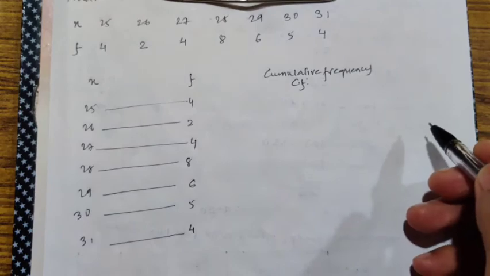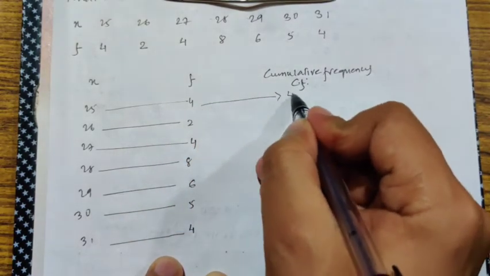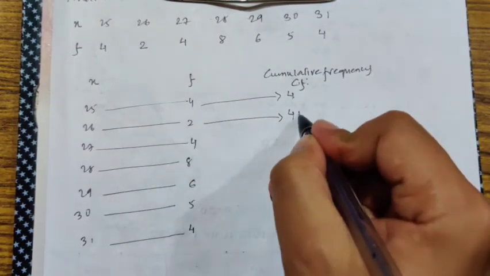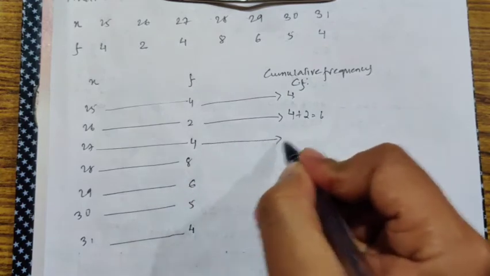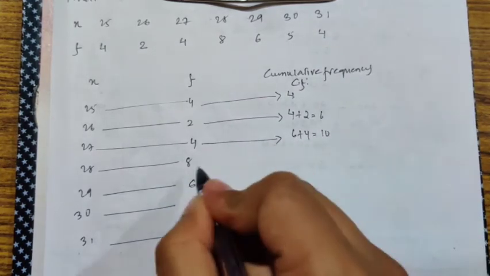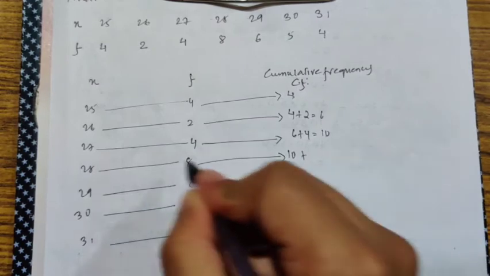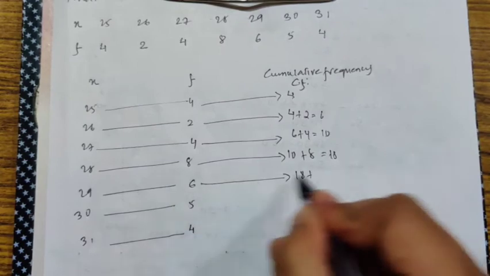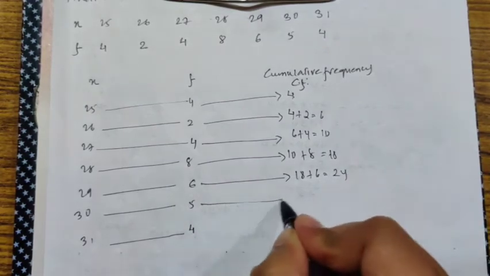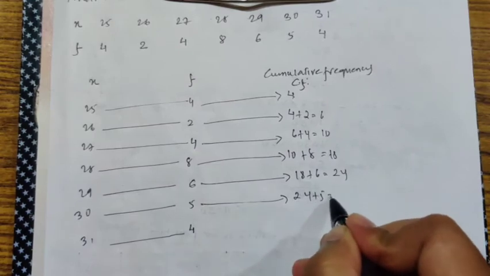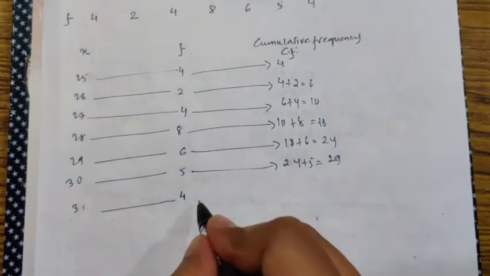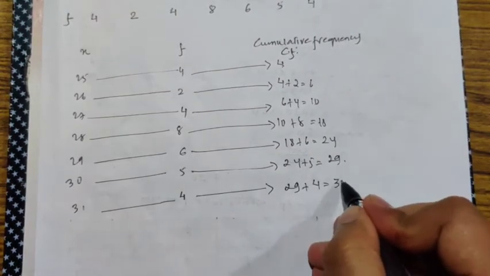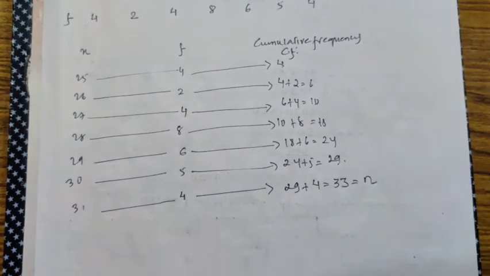Let's find the cumulative frequency. So the first one will remain the same, 4. What will happen to the second one? Tell me. This 4 plus this 2, which is 6. Help me. 6 plus 4 equals 10. This 10 plus this 8, 18. This 18 plus this 6, 24. This 24 plus 5, 29. I hope you understand what we are doing. 29 plus 4 equals 33, which equals n always.